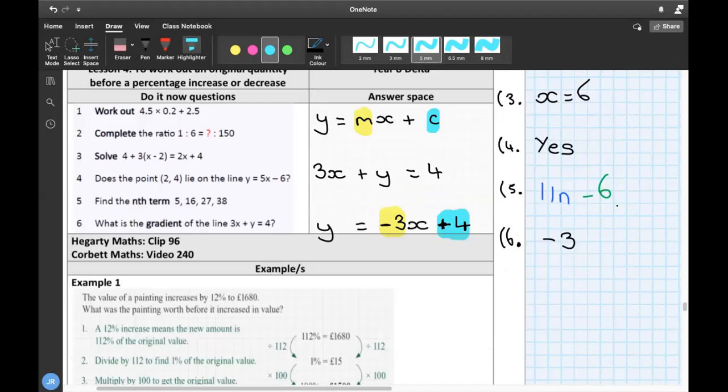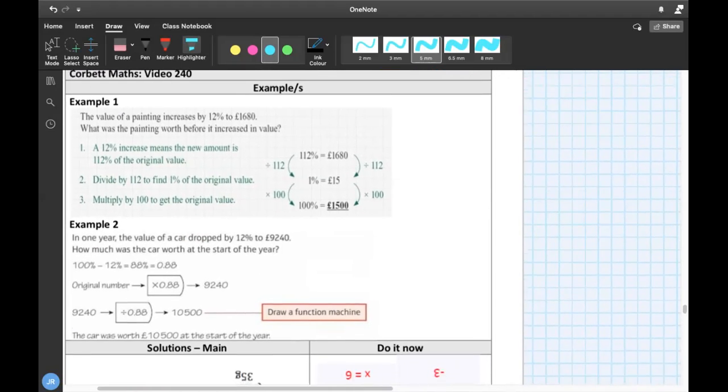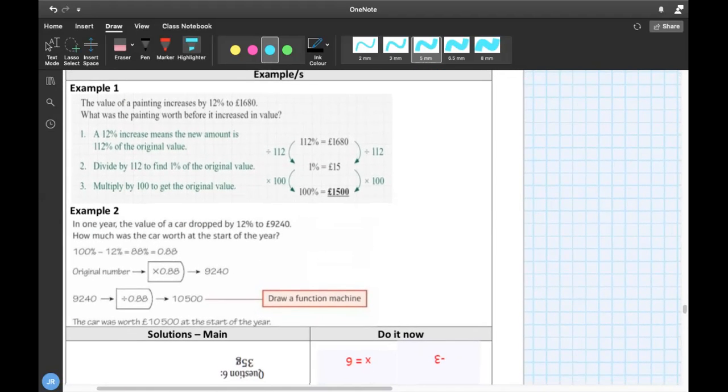Right, let's have a look at the examples here. So I said earlier that today we're actually going to be doing the reverse of what we were doing last lesson. Today we're going to be given some amounts that have been either increased or decreased by a percentage, and we are trying to work backwards. We're trying to find what the original amount was.